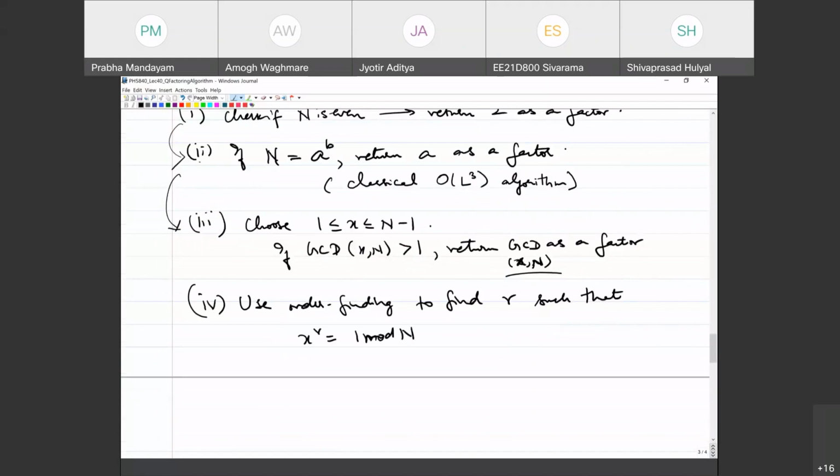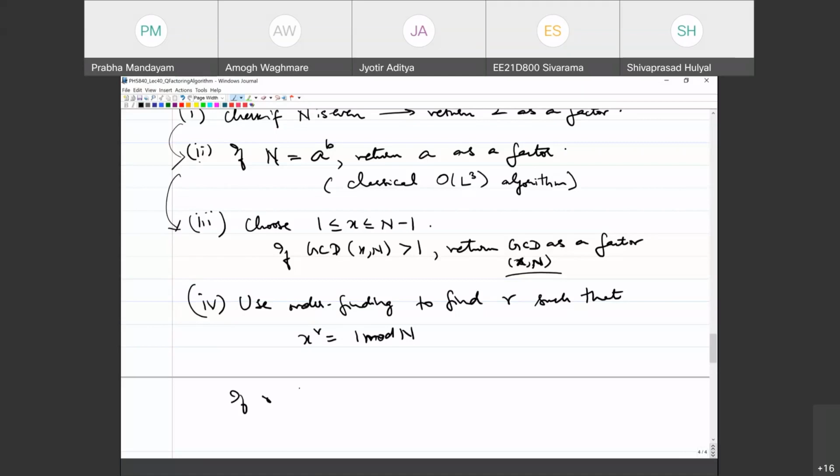Now this order could be even or odd, right? Then there is a theorem which says that if you have an x that is chosen uniformly at random and is co-prime with n, then with very high probability, the order r will be even. Okay, so if the order is not even, you go back, pick another x, and soon enough you will find an x such that the order is even.